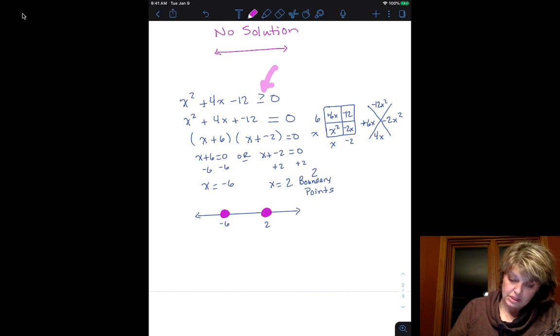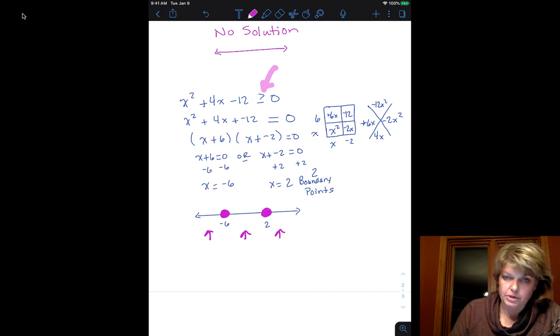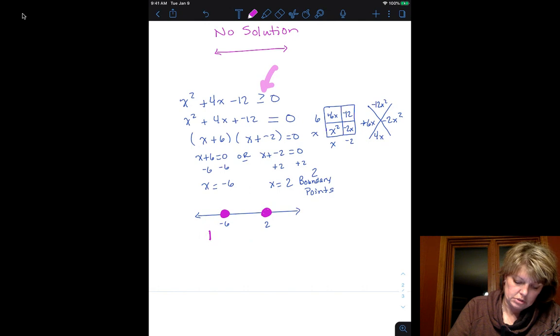Now, you'll see we have 1, 2, 3 regions we have to test. We have to find out which of those regions work. We have 2 boundary points, so who knows which of those regions will work. So to test the different regions, I'll do it in green.